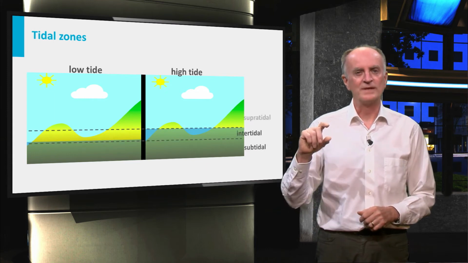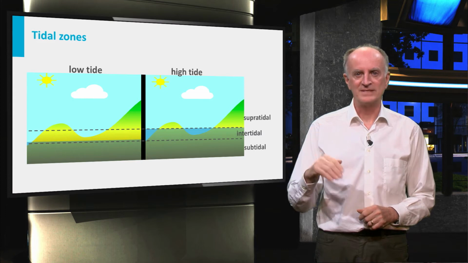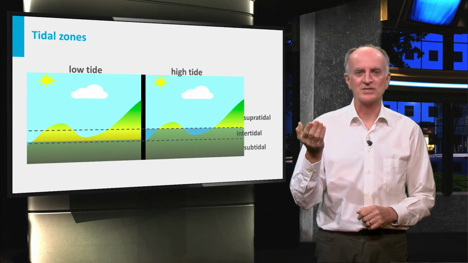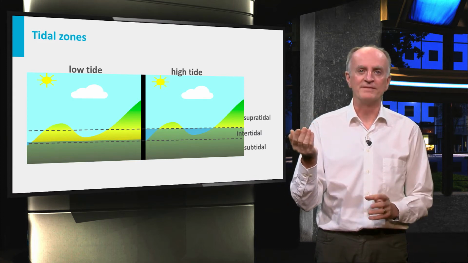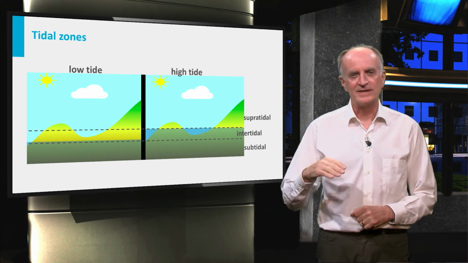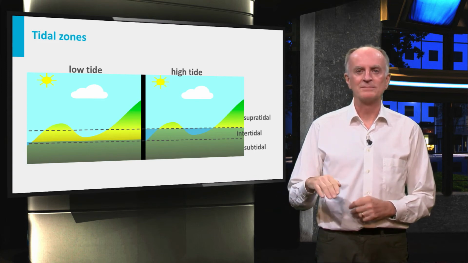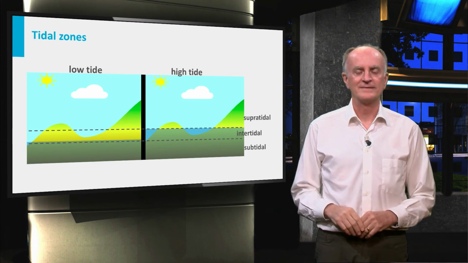This region is called the intertidal domain. Above this, we have the supratidal domain, which is brought under water only at very high tides, and underneath is the subtidal domain, which becomes exposed only at very low tides.